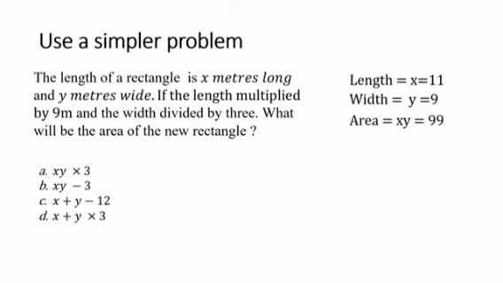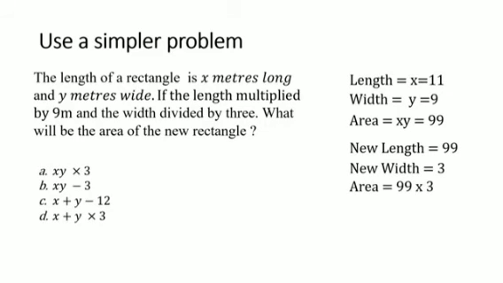Now the condition here states that the length is multiplied by 9. So if I were to multiply the length by 9, I would have 99 because 11 times 9 is 99. If I were to divide the width by 3, then I will divide 9 by 3 and this will give me 3. So that the new area will be 99 times 3.